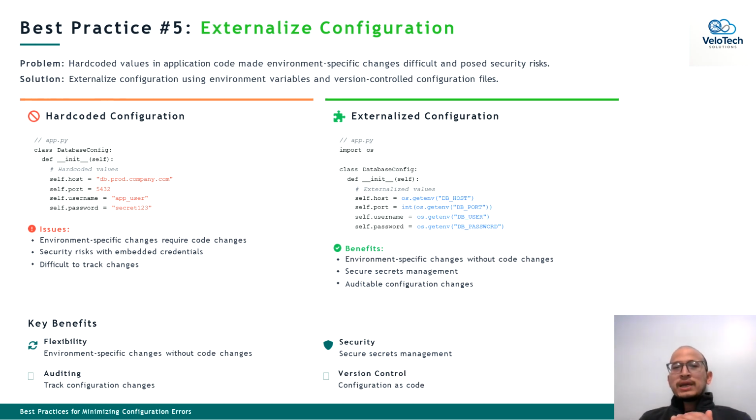This gave them four key benefits. Flexibility: they could make environment-specific changes without touching code. Security: credentials could be stored in secure secret management systems instead of in code. Auditing: configuration changes were now tracked and auditable. And version control: configuration itself became code that could be versioned and reviewed. This practice of externalizing configuration is fundamental to the 12-factor app methodology and is considered essential for modern cloud-native applications.